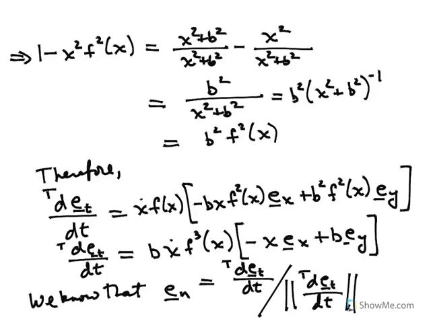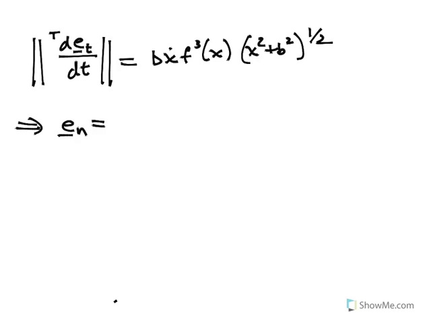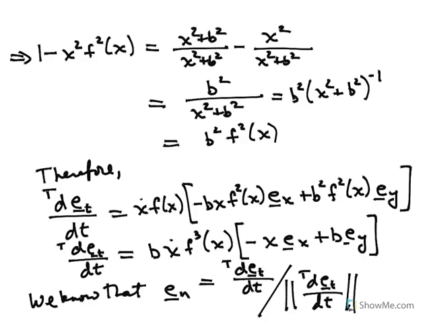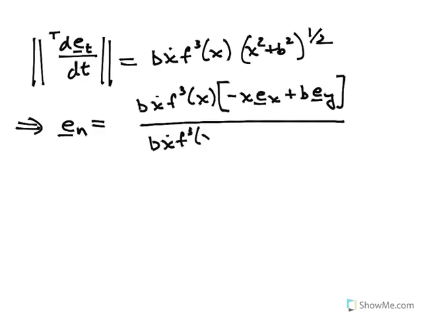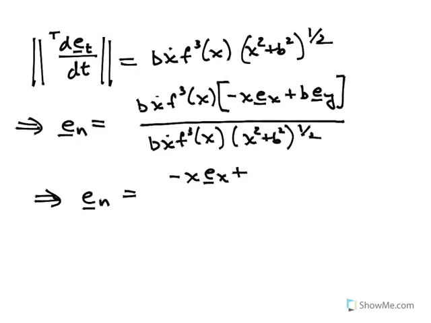So the principal unit normal is then equal to b times x dot times f cubed of x times minus xex plus bey, all divided by this magnitude, which is b times x dot times f cubed of x times x squared plus b squared to the 1/2, which gives you that En is equal to minus x ex plus b ey, all divided by x squared plus b squared to the 1/2.